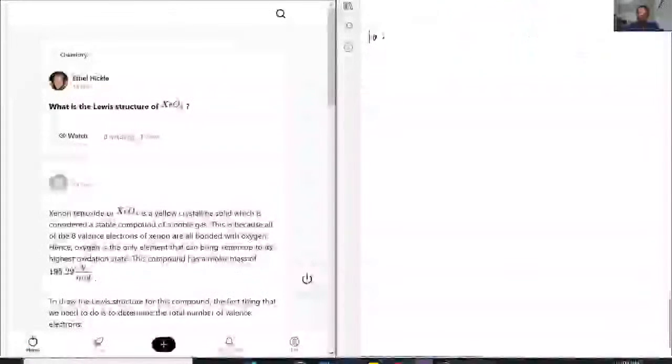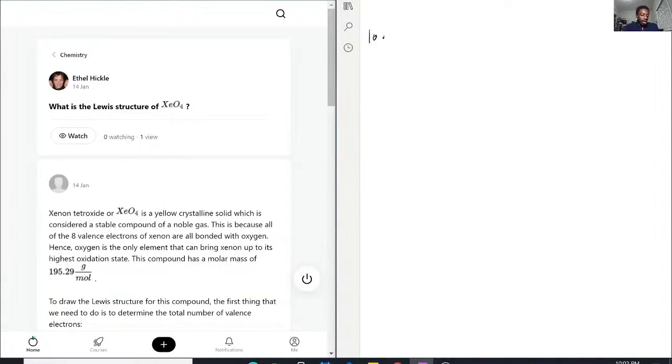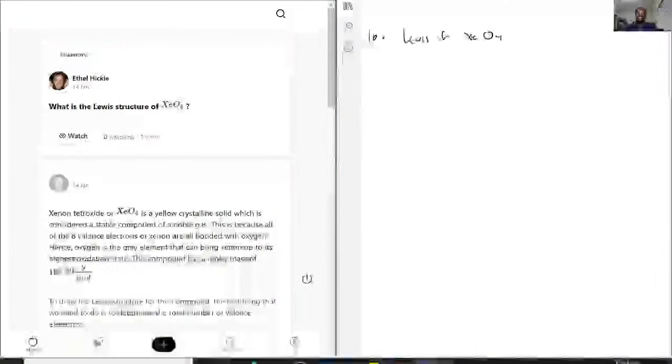Let's go on to question number 10. We have another Lewis structure question, a little bit more complicated this time. What is the Lewis structure of xenon tetroxide? There we go. And we want to know the Lewis structure. So let's write it out. Lewis of xenon tetroxide. For this one, we first have to know how many of the constituents we're working with.